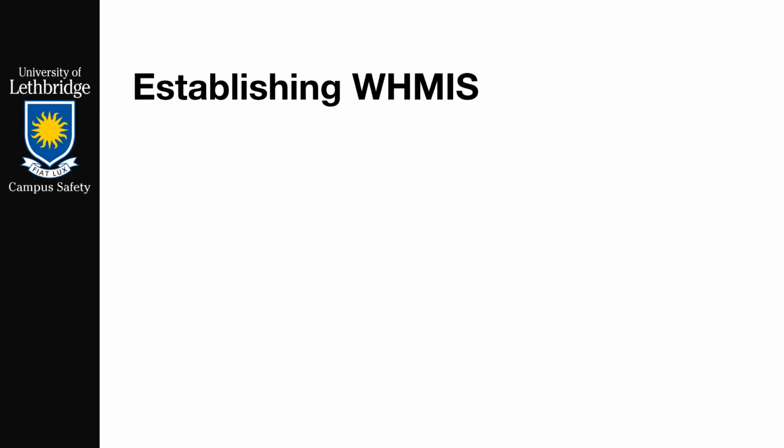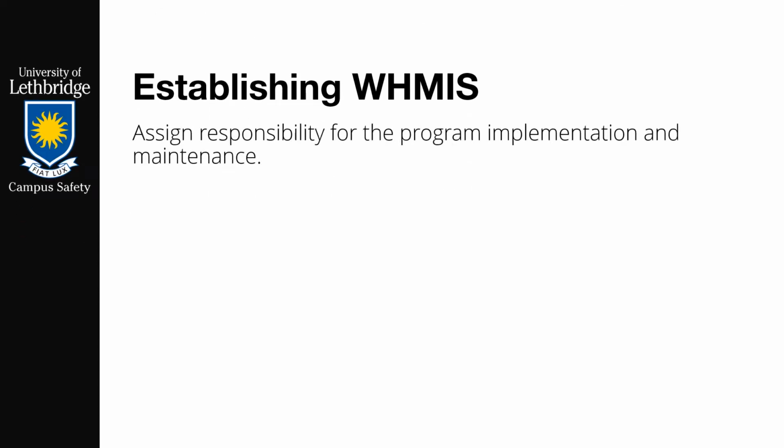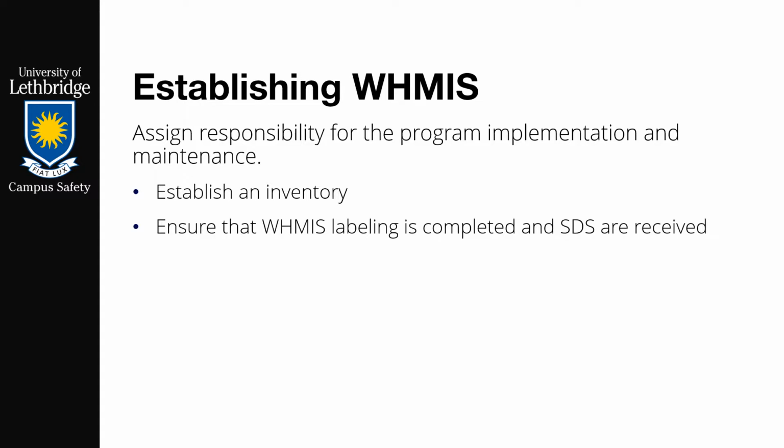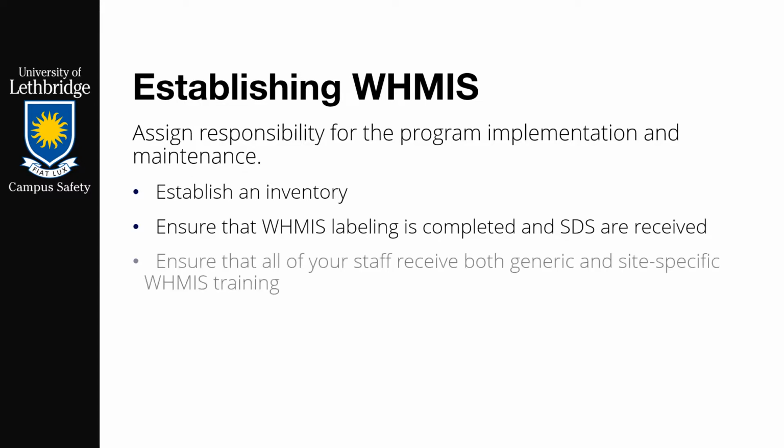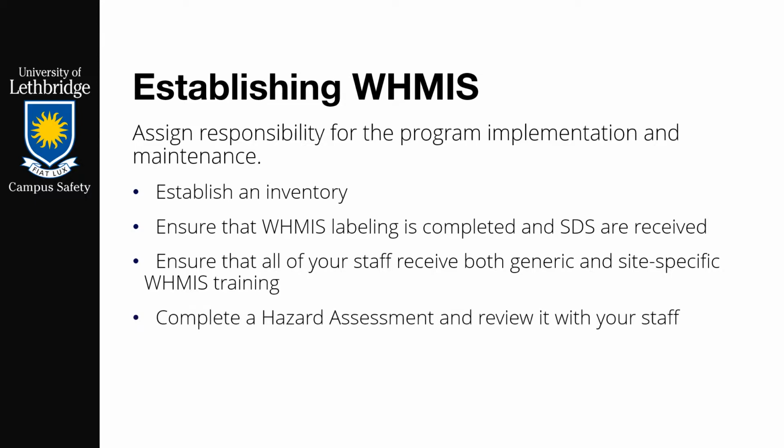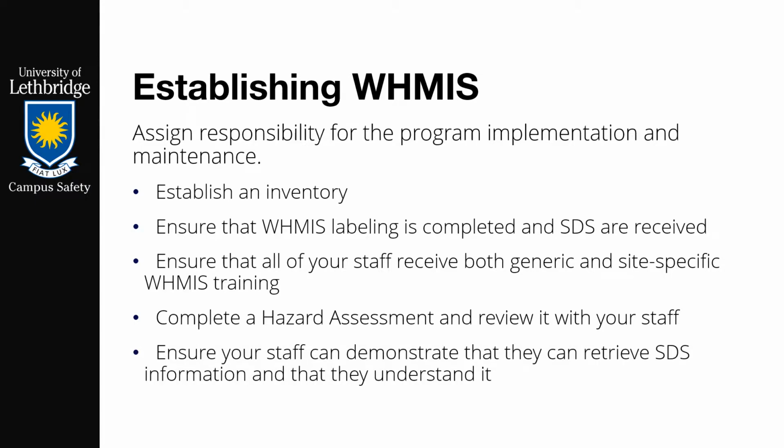An important step is to assign responsibility for the program implementation and maintenance. This includes establishing an inventory, ensuring that WHMIS labeling is completed and safety data sheets are received, and ensuring that all of your staff receive both generic and site-specific WHMIS training. You should also complete a hazard assessment and review it with your staff. Ensure your staff can demonstrate that they can retrieve safety data sheet information and that they understand it. Contact safety services for assistance with hazard assessments and WHMIS.